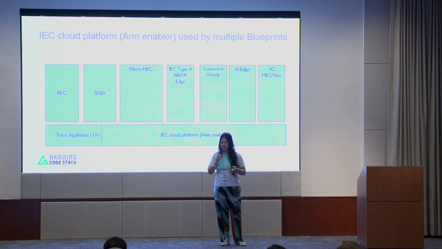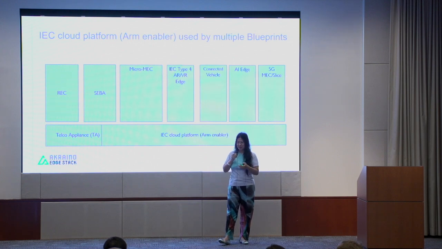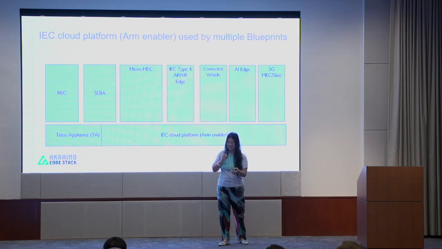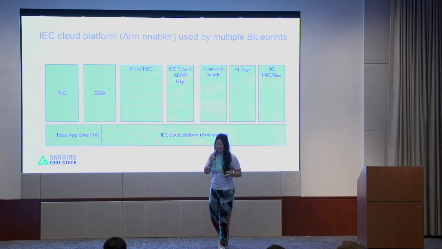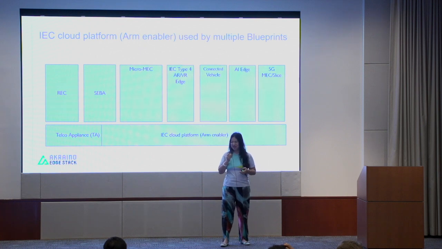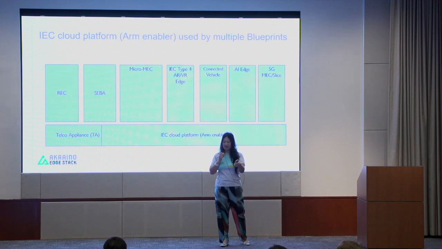Like Micromac will use Raspberry Pi. Guess what? In the hackathon at KubeCon, we used Raspberry Pi for that. But like ARMv7, yeah, anything works. It depends on the scale and position in the network.